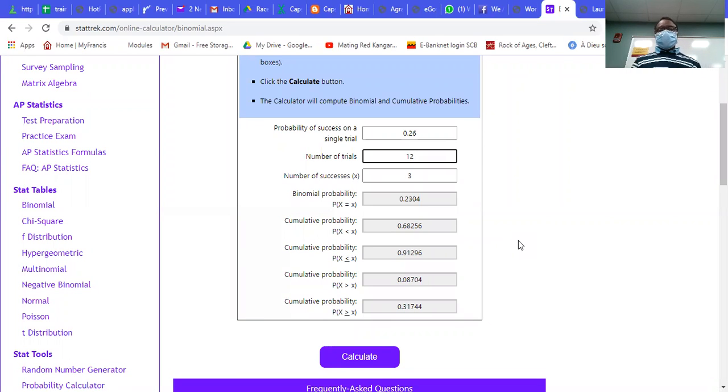The probability of success is 0.026. The number of trials is 12. And the number of successes is 3. I'm sorry, what is the number of successes for this? 6. So we calculate.